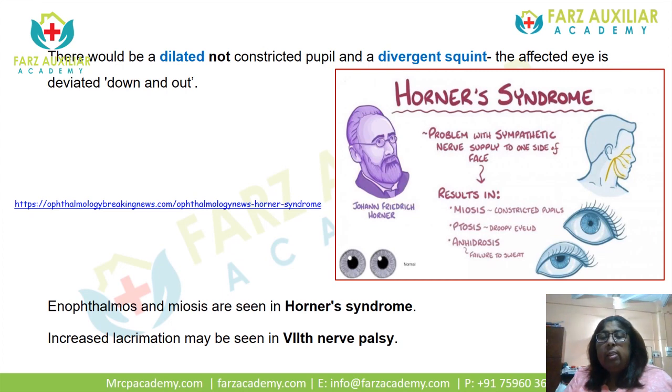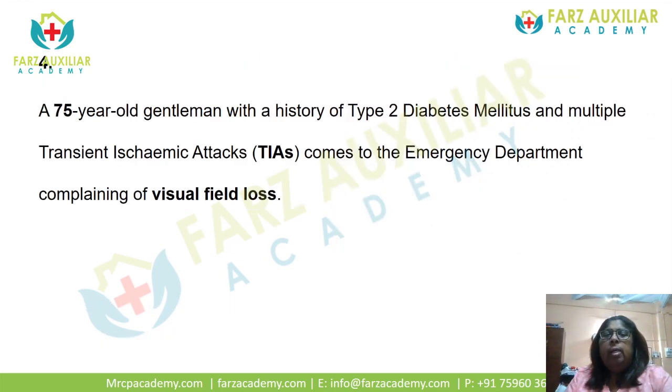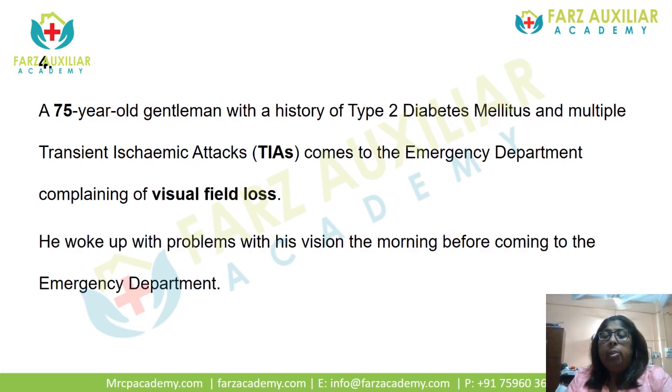Number 4. A 75-year-old gentleman with a history of type 2 diabetes mellitus and multiple transient ischemic attacks comes to the emergency department complaining of visual field loss. He woke up with problems with his vision the morning before coming to the emergency department.